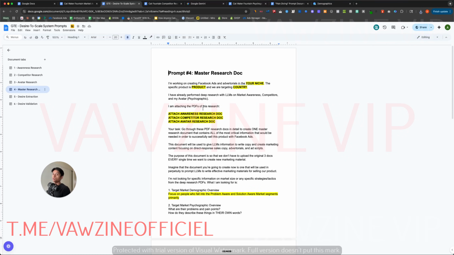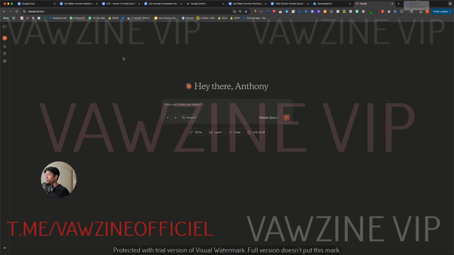And the master research document is what you want to give to AI every single time you want to create a new piece of copy or a new ad or whatever the case may be. Anytime you're going to write ads or do anything to do with ads, this is the document that you're going to give to AI. So we're inside of Claude, and you can do this again with ChatGPT. I recommend you use Claude just because I happen to like the output better.